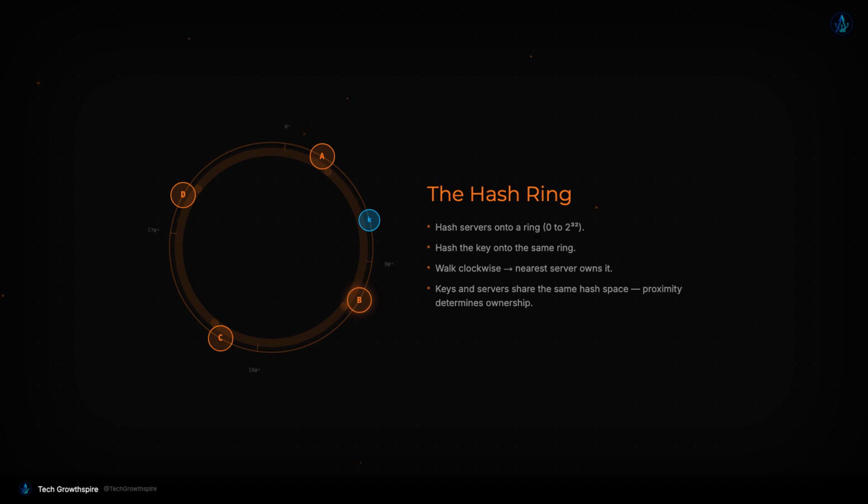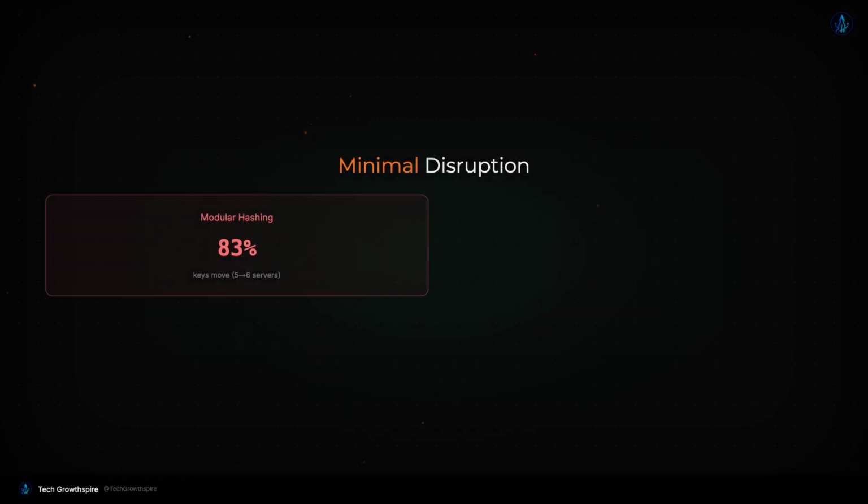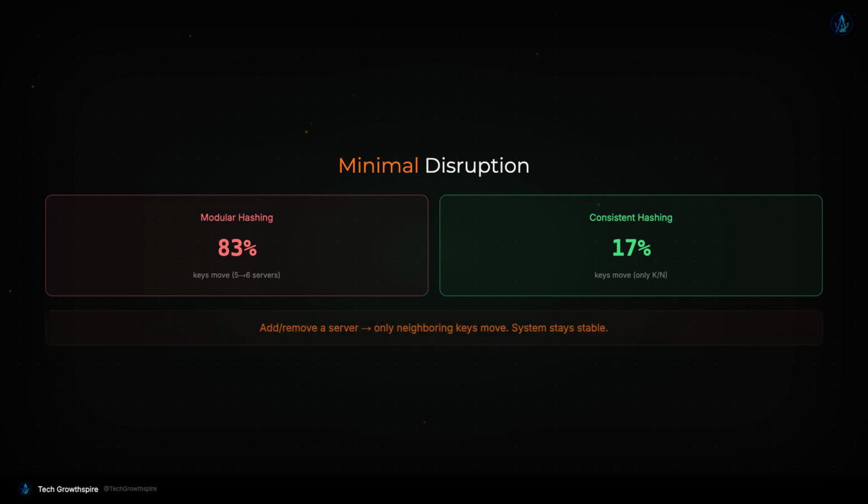Now here's why this is brilliant. When you add a new server, it lands at one point on the ring. Only the keys between this new server and the previous server counterclockwise get remapped. Everything else stays exactly where it was. The math changes dramatically. Instead of 83% of keys moving, only k over n keys move, where k is the total number of keys and n is the number of servers. Add a 6th server to 5, only about 17% of keys move, instead of 83%. Remove a server, its keys flow clockwise to the next server. The rest of the system is completely unaffected. This is minimal disruption, the defining property of consistent hashing.